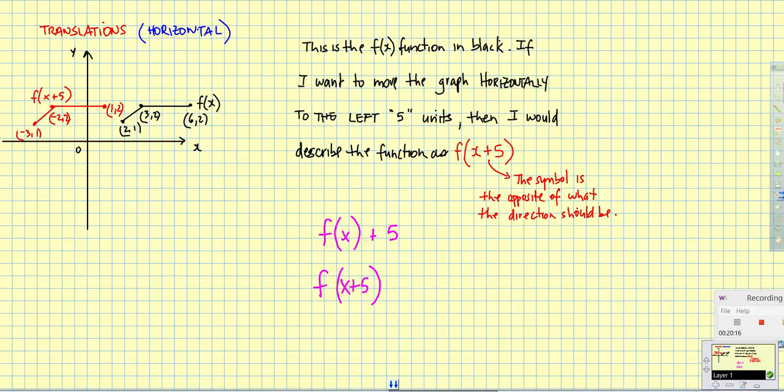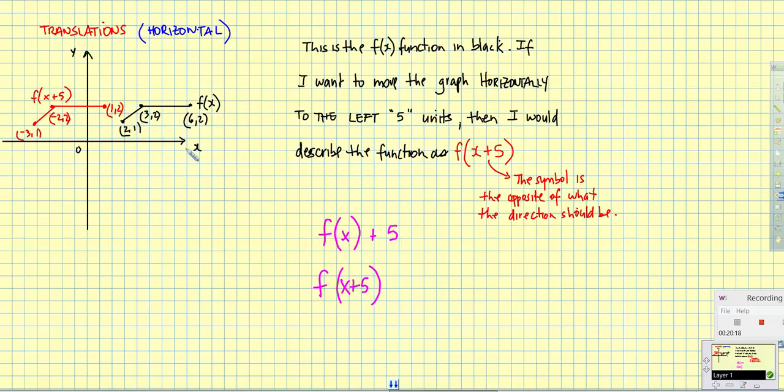Now, if we're looking at horizontal translations, the horizontal translation means that we are moving the graph from left to right horizontally, or from right to left horizontally. So again, if we start with the f of x function, in this case the black function again, my graph is found at (2, 1), (3, 2), and (6, 2). Now, what I have done is I have moved my graph 5 units to the left. You can actually see that the graph has physically been moved to the left, where we have the red graph.